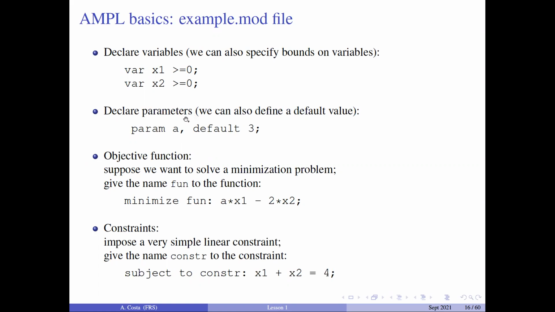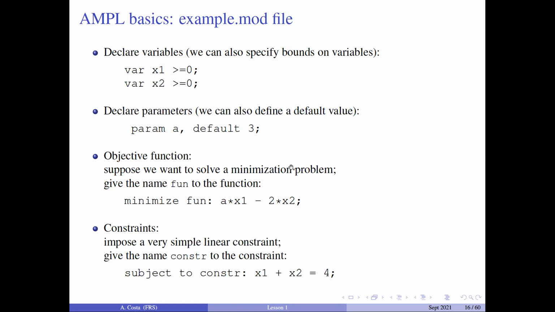So parameters here, as I say, is data. We use the keyword param. So I define here a parameter A, and I can also specify a default value. Why do I do that? Because as I said, I can put a value in the data file, but I can also assign a value directly here. Default 3 means if you don't find any value for A in the data file, you just use 3. If there is a data file with another value, then you use that value. Okay, this is the meaning of default 3.